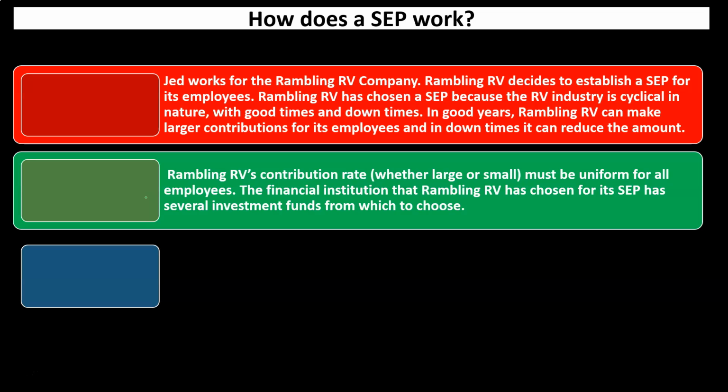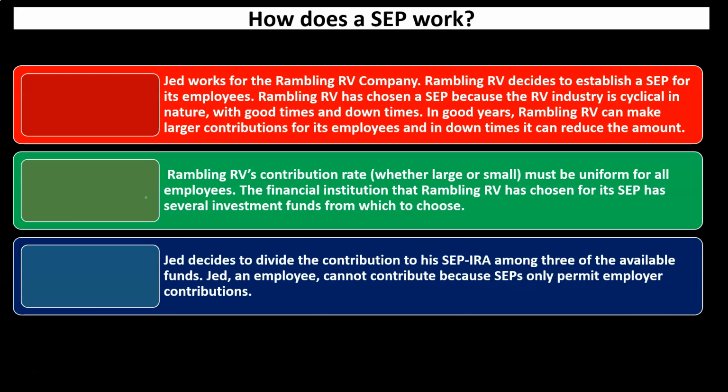So the financial institution that Rambling RV has chosen for its SEP has several investment funds from which to choose. So you're going to put money into investment funds in a similar way as you would with any kind of retirement plan, typically mutual funds and bonds and whatnot. Jed decides to divide the contribution to his SEP IRA among 3 of the available funds. Jed, an employee, cannot contribute because SEPs only permit employer contributions.